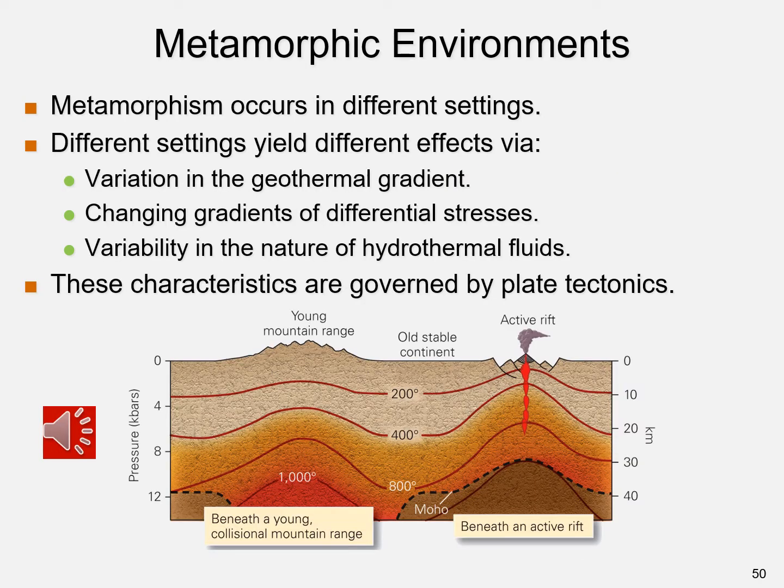Let's now examine the wide range of geologic settings on the Earth where metamorphism takes place, as viewed in the context of plate tectonics theory. The conditions under which metamorphism happens differ among these settings because the geothermal gradient, the extent to which rocks endure differential stress during metamorphism, and the extent to which rocks interact with hydrothermal fluids vary with location.